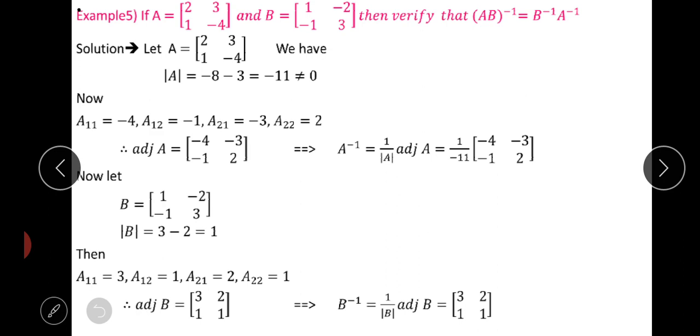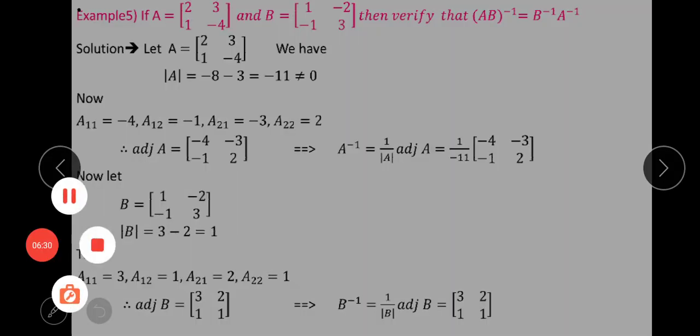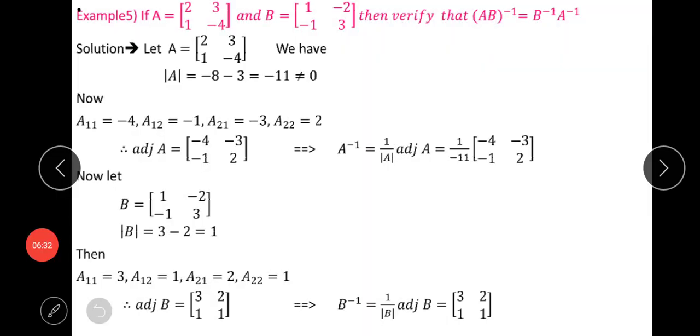This is different from that. If A is equal to [[2, 3], [1, -4]] and B is equal to [[1, -2], [-1, 3]], then verify that (AB) inverse is equal to B inverse into A inverse. How to find this? Here also same thing. First, how to find A inverse, then B inverse, or you can solve whichever way you want.